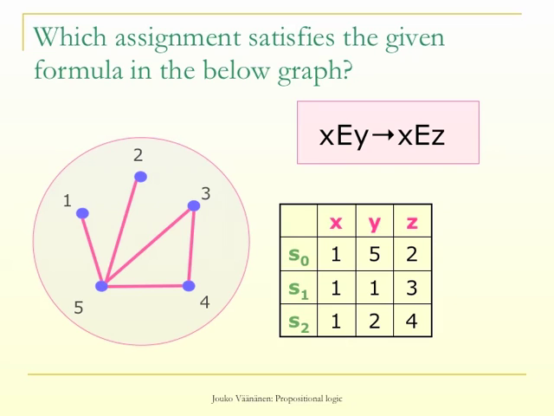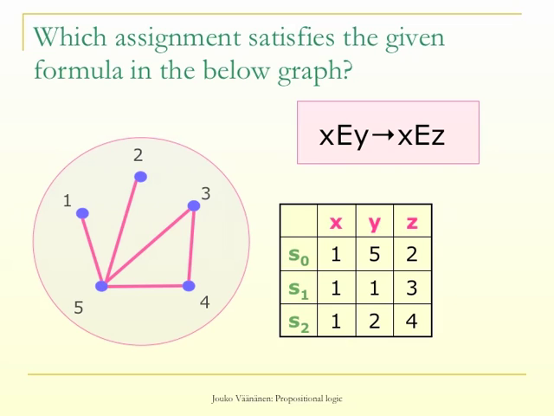We are looking at an implication. An easy way to satisfy the implication is to have an assignment which fails to satisfy the hypothesis, which makes the hypothesis false. That is an assignment where there is no edge between X and Y. In assignment S0, X is 1 and Y is 5, and there is an edge between X and Y, so the hypothesis is true.